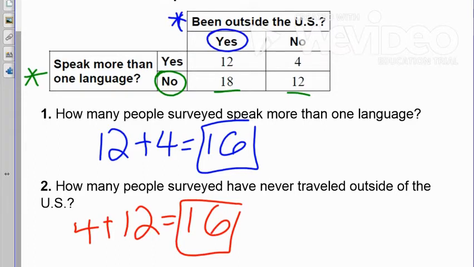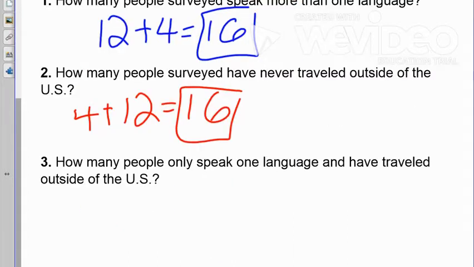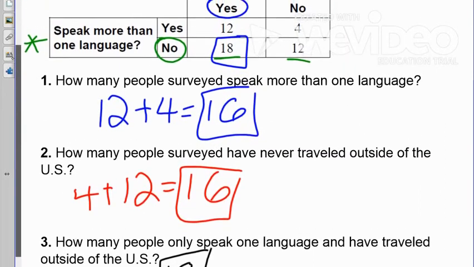So the actual response then we're going to use is the combination of both of those. So in this instance, we can now answer and say that 18 people speak more than one language and have traveled outside of the US. I'll go back up here so you can kind of see.